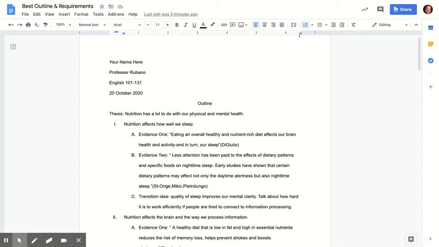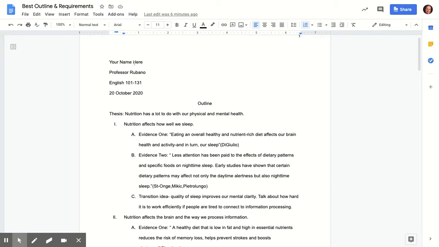But you want to use your outline to decide in what order your information should be presented in order to make your argument as strong as possible. So when we look at this outline, there's a few things going on here. I'm going to go over first the outline layout and then the organization part.